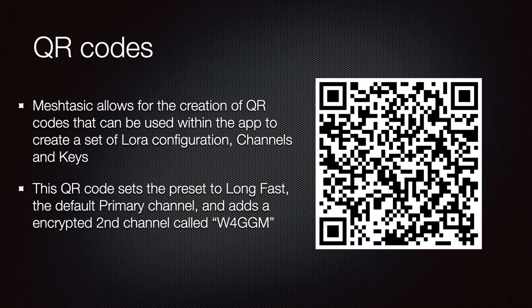This particular one will set your LoRa to the default of Long Fast. It will set your primary to what should be the default, which is that short key AQ equals on the default channel. And it will add a W4GGM channel with the pre-shared key. I would tell you what the key is, but it was auto-generated by the app, and it's very long, so I don't actually know it. So the only way to get it is the QR code.